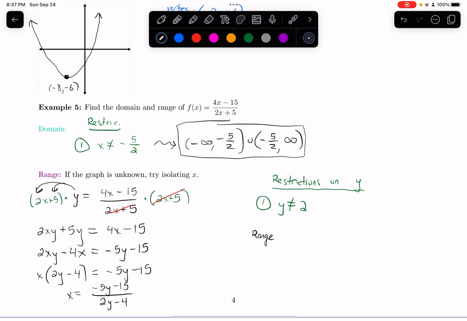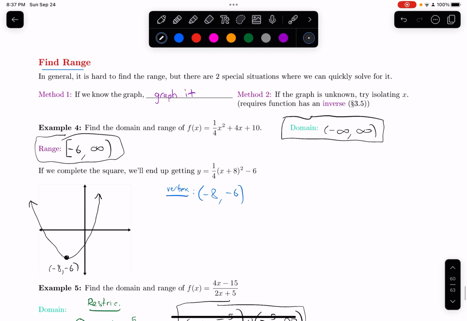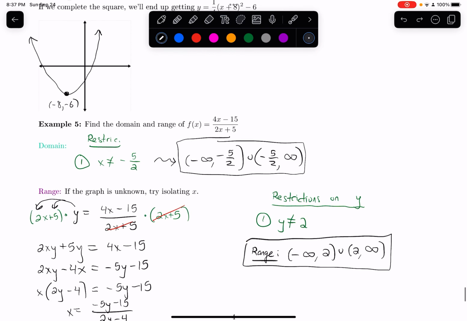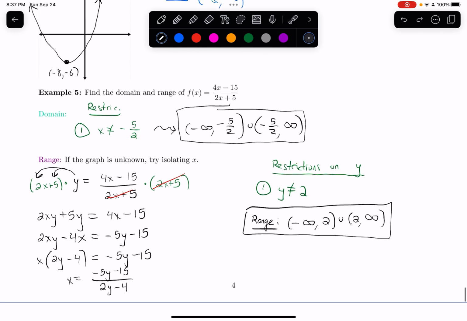So I'm ready to just take that and write my interval notation now. It's everything except 2, so that's negative infinity to 2 parentheses, union 2 onwards to infinity. Everything except 2, and that is my range. All right, so to recap, when we're trying to find the range but the graph is unknown to us, try isolating for the x. Because if we can get it isolated, well, we'll have only y's on the other side, and then we can think about what the restrictions there are on y, and that can lead us to the range.